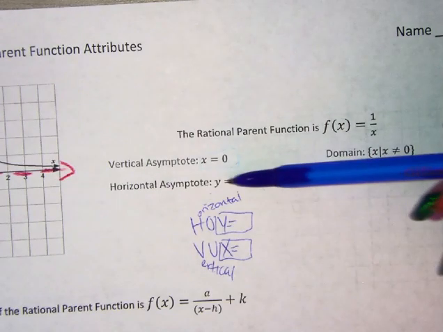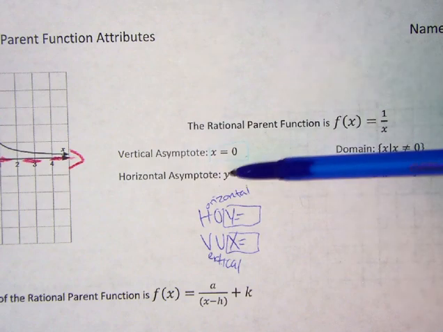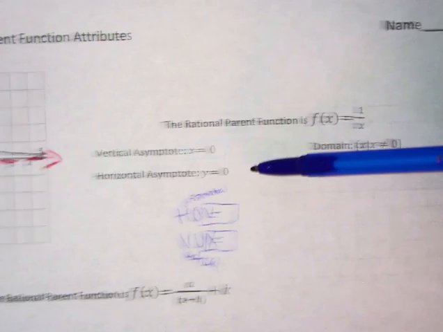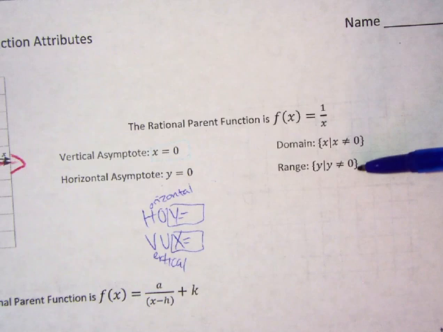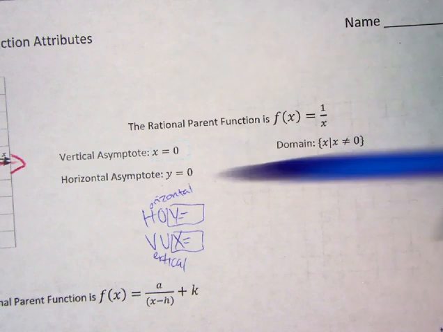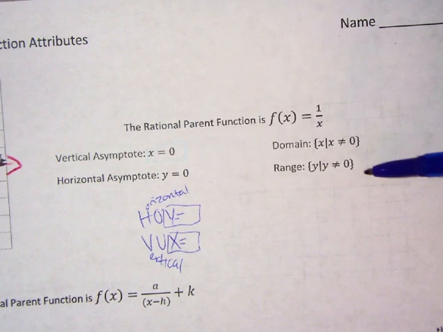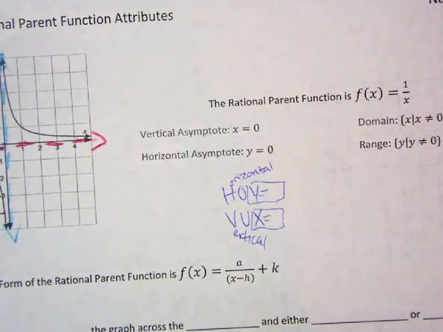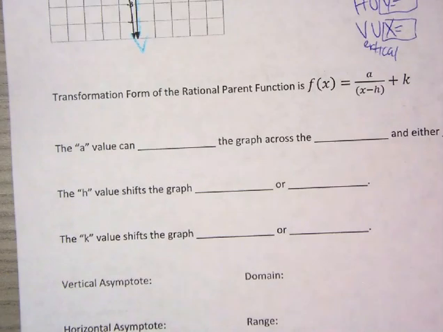Same thing for the range. Since the horizontal asymptote is y equals 0, the range is affected by this. So the range is whatever the y cannot equal based on the asymptote. Y cannot equal 0. It'll make more sense when we do examples. So before we do examples, just a review on the transformations.